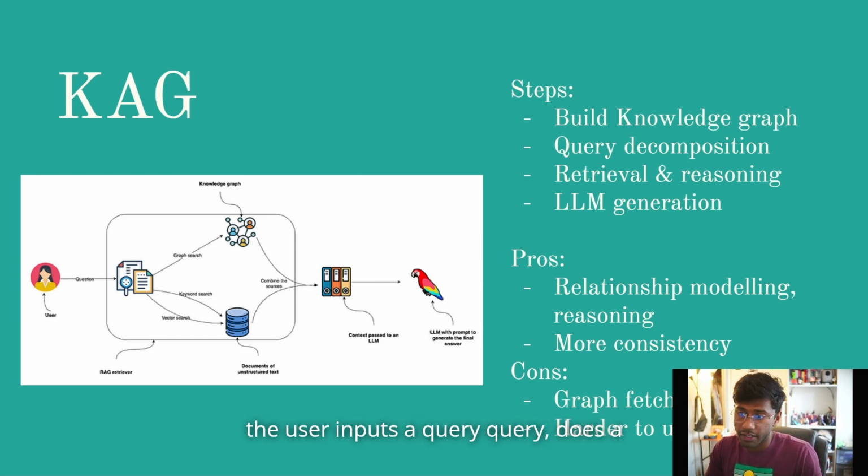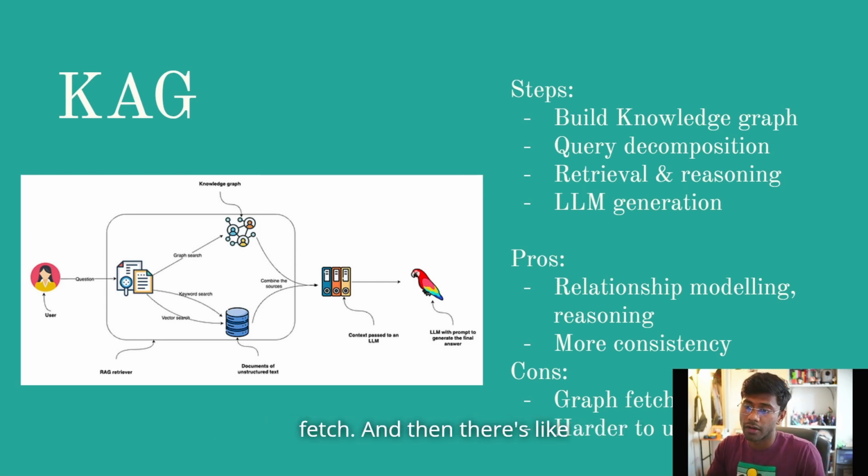So yeah, the user inputs a query, it does a query decomposition to determine what section of the graph we need to fetch, and then there's retrieval and reasoning. So reasoning in both the LLM as well as in the knowledge graph, knowledge base. The subgraph relevant to the query is extracted using semantic search or graph traversal, and the relevant documents are also fetched, and then we finally generate based on this. All right.